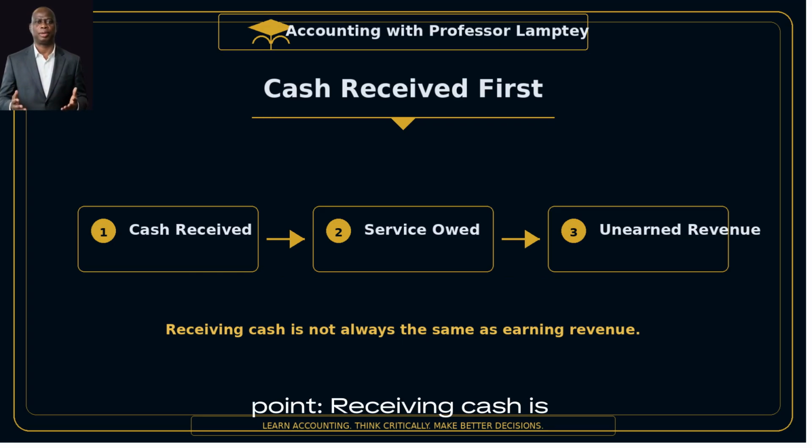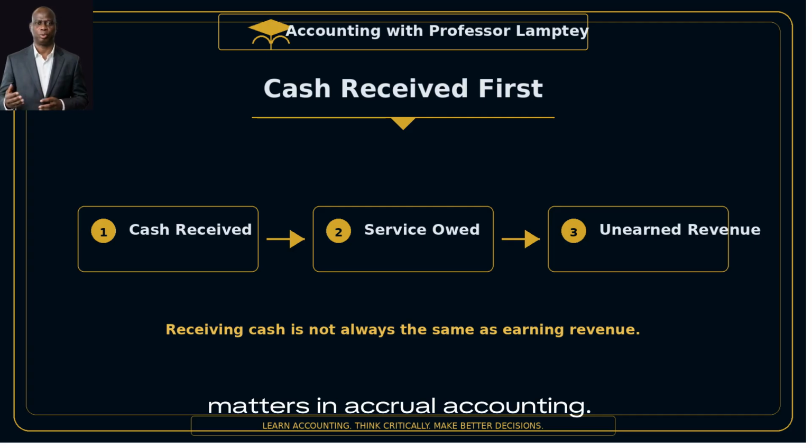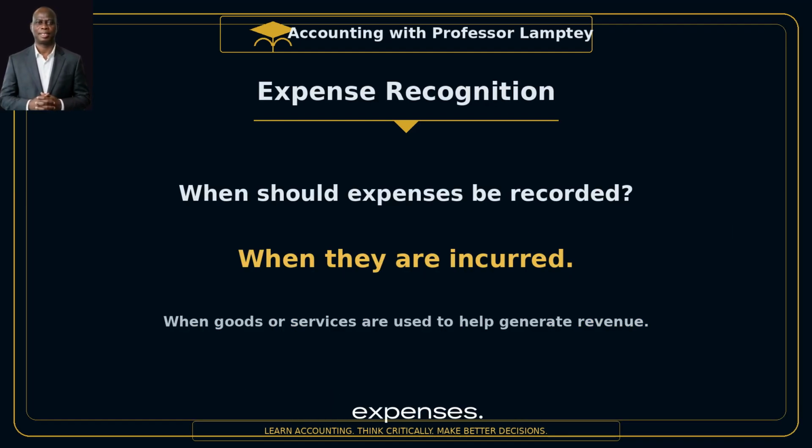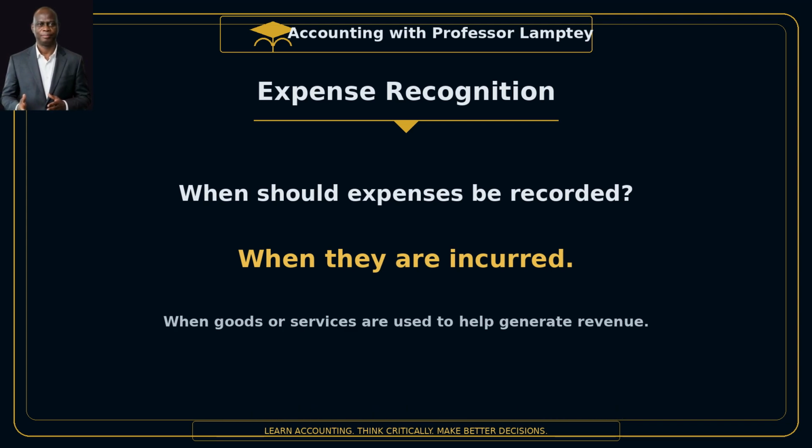This is an important point. Receiving cash is not always the same as earning revenue. That is why timing matters in accrual accounting. Now let's talk about expenses. Expense recognition answers this question. When should expenses be recorded?